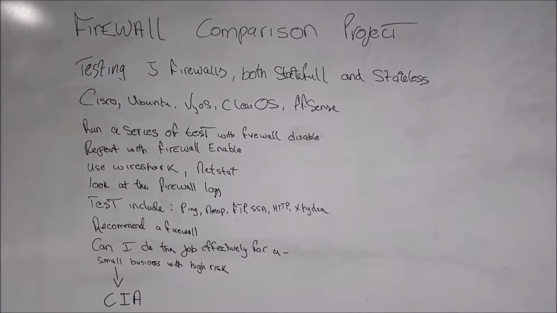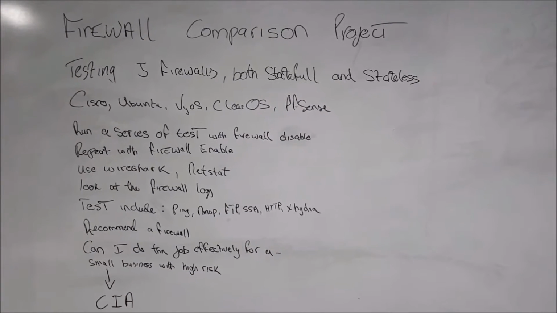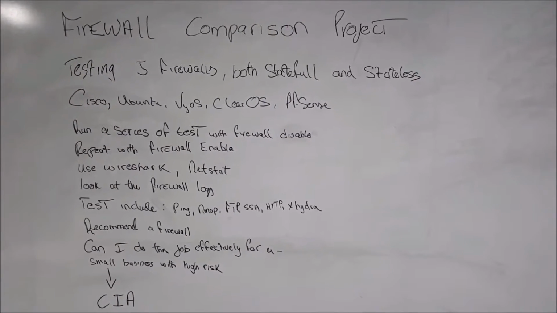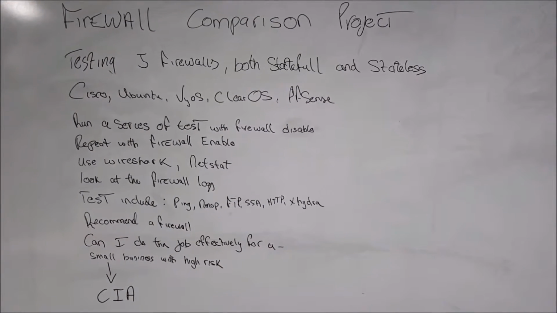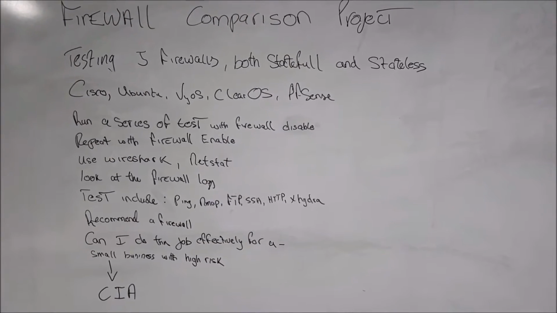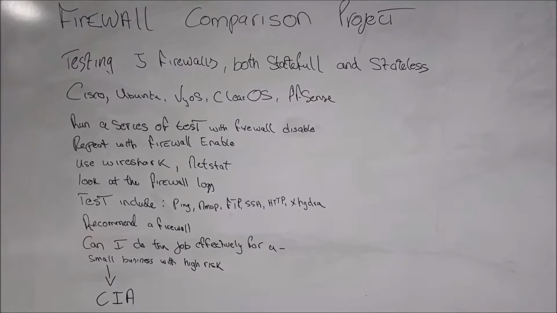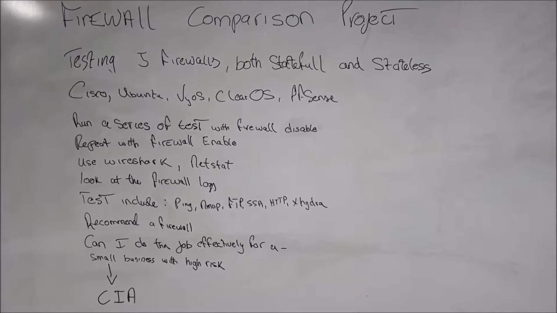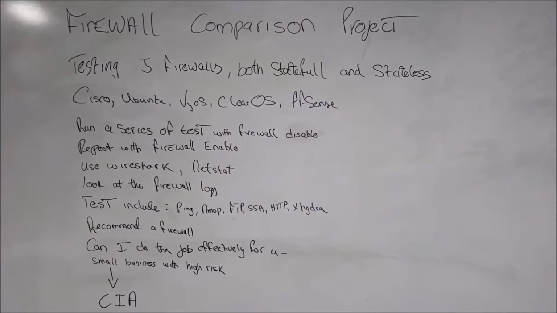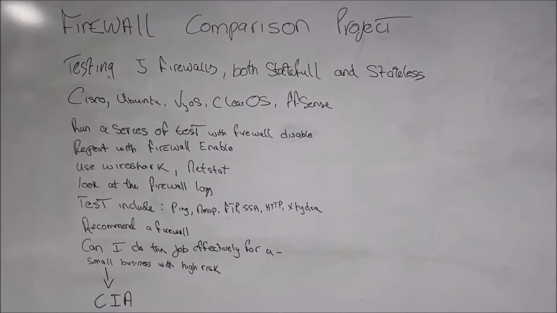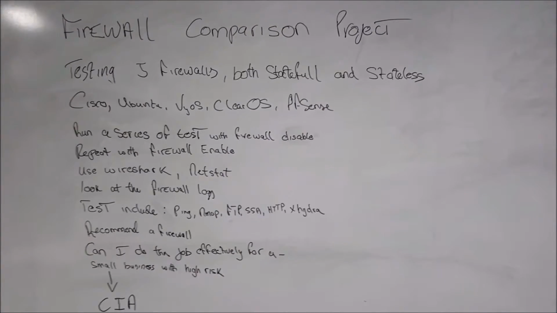The firewalls include Cisco, Ubuntu, Vyatta, ClearOS, and pfSense, and I'll run a series of tests on each network. Therefore, all 5 firewalls would be on a separate network by themselves. So I'll have 5 test networks, and they would include an attacker on one side and the target on the other side, and that router in the middle. And I'll run a set number of tests with the firewall disabled, followed by the firewall enabled.